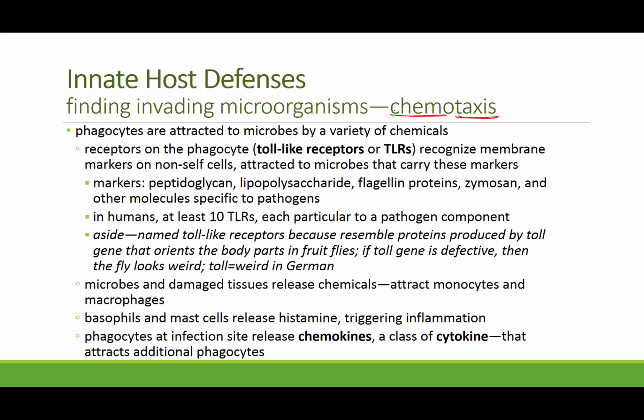And just as an aside, they're named toll-like receptors because they resemble proteins that are made by the toll gene. It was discovered in fruit flies, and if that toll gene is defective, then it makes the fly look weird, and toll means weird in German. So a little bit of a contorted source for the name, but that's why it's a toll-like receptor. So there are receptors on the phagocyte, on the white blood cell, that can find molecules, chemicals that are associated with the microbe.